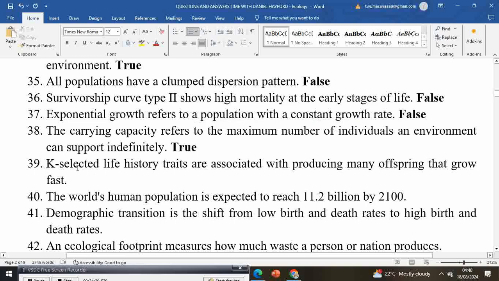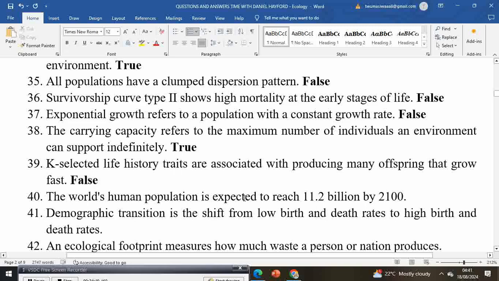Then question number 39. R-selected life history traits are associated with producing many offspring that grow fast. Is this true or false? Question number 39 is false.